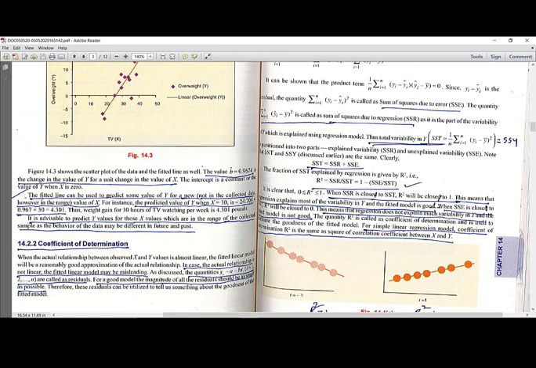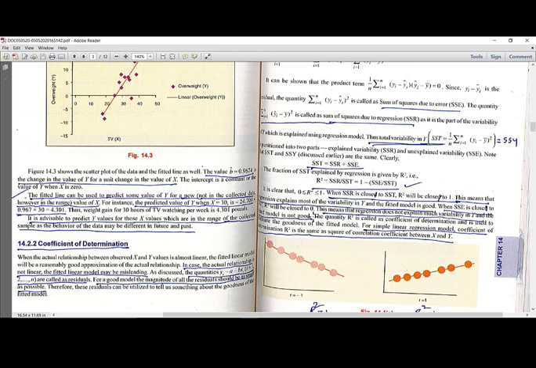When SSE is closer to SST, then R square will be closer to 0. Here you can see if SSE is becoming closer to SST, this term will almost approach 1, then 1 minus 1 will be 0. So when SSE is closer to SST, R square will be closer to 0. This means that regression does not explain much variability in Y and the fitted model is not good. That means R square equal to 0 means the fitted model is not good.